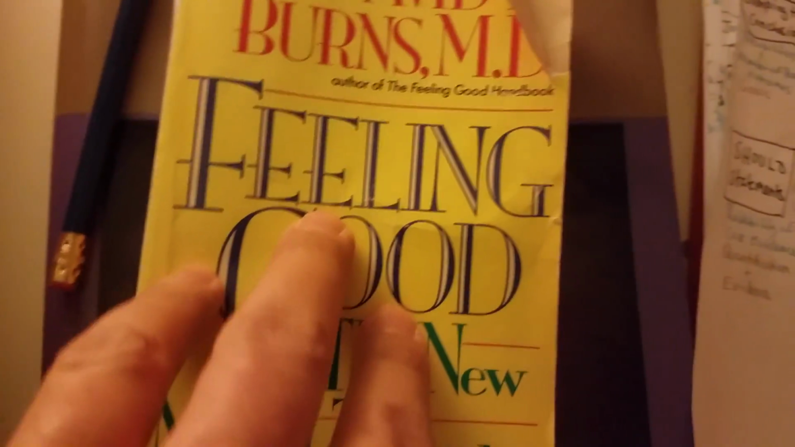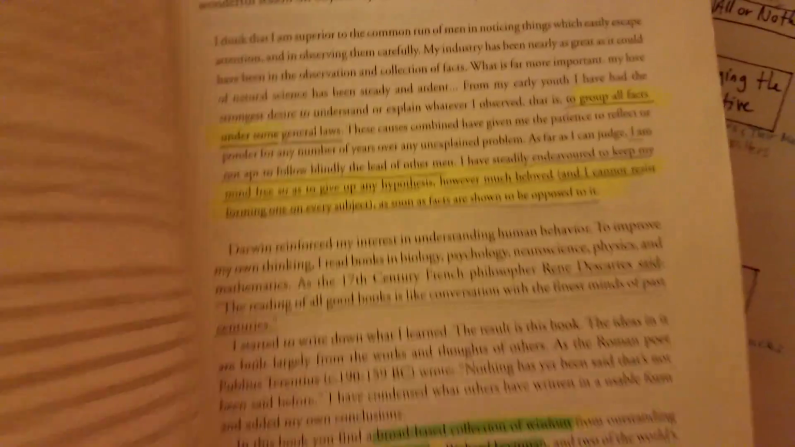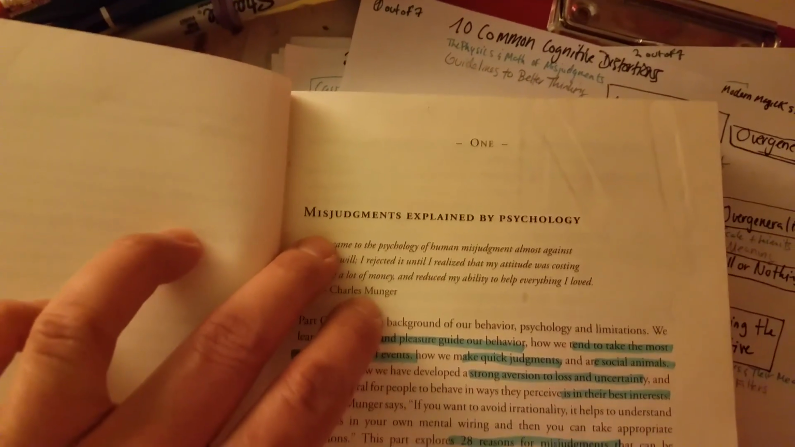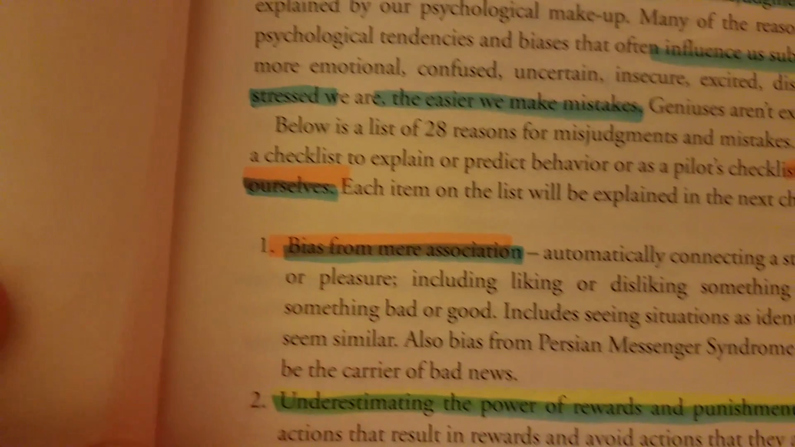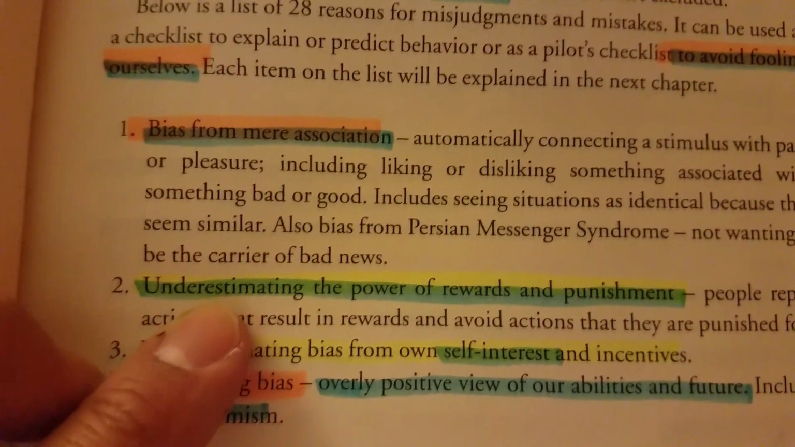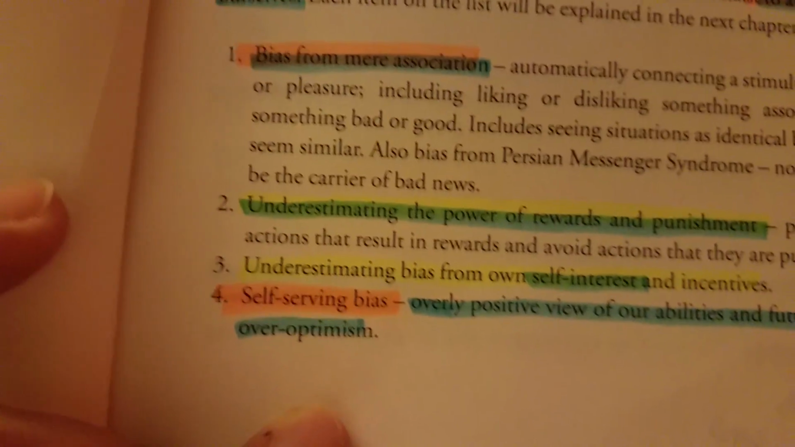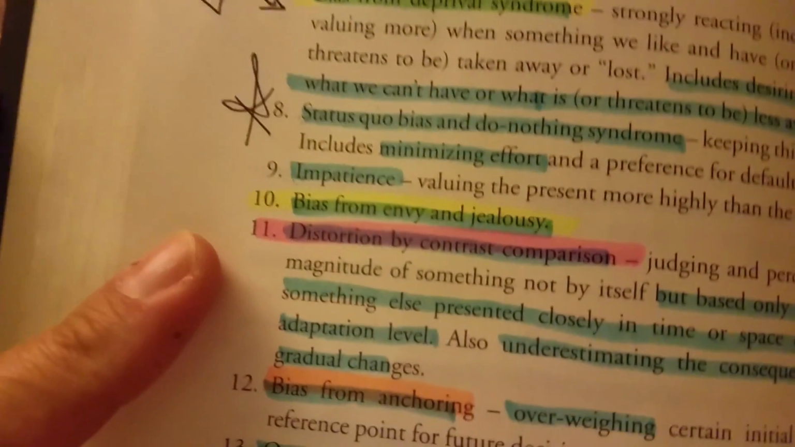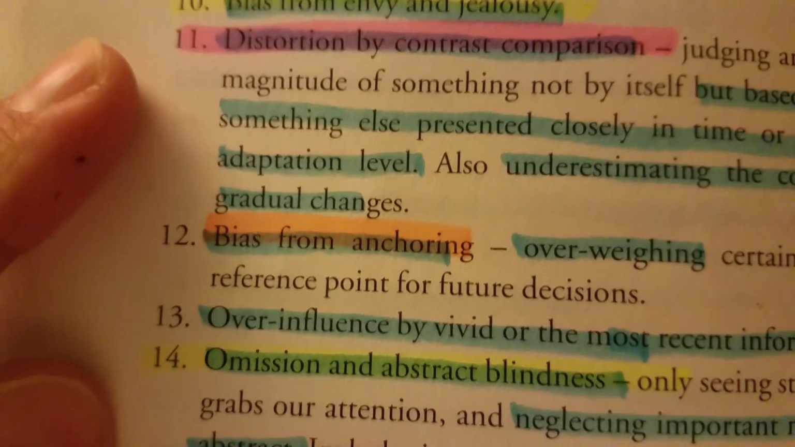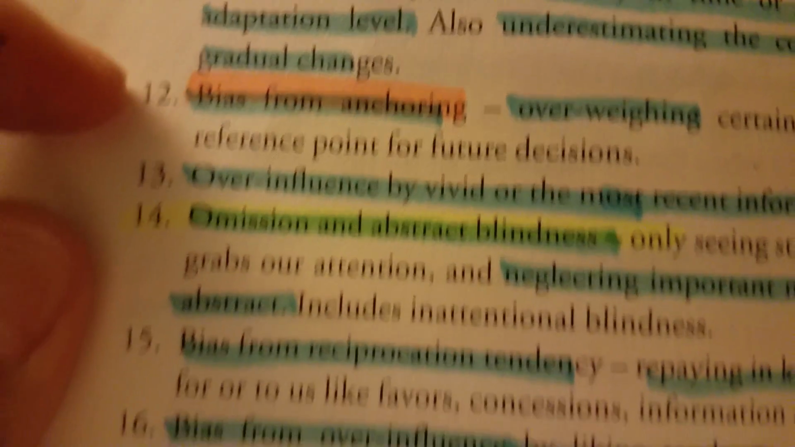So what I wanted to do is hook this with the common cognitive distortions, because this one also has some things in it. Like, I'll show it to you here. Let me see. You've got the misjudgments explained by psychology. For example, you've got bias from mere association, underestimating the power of rewards and punishment, underestimating bias from own self-interest and incentive, self-serving bias, distortion by contrast comparison, bias from anchoring. So check these things out.